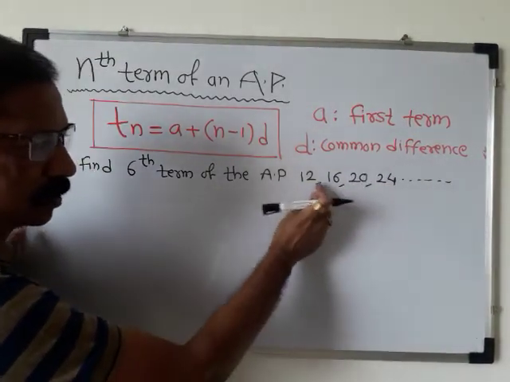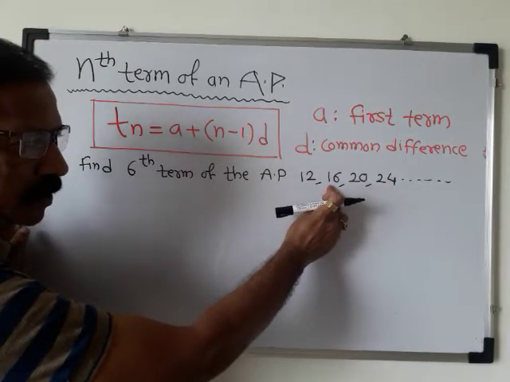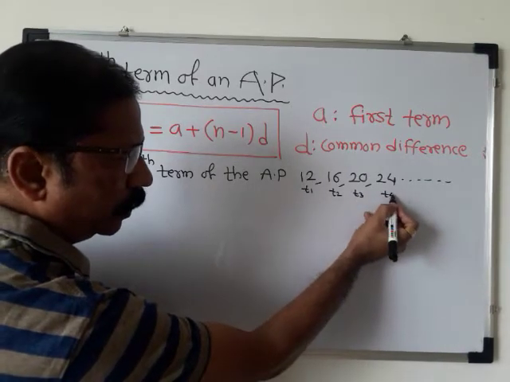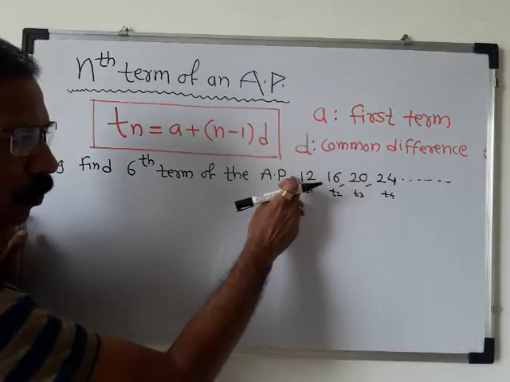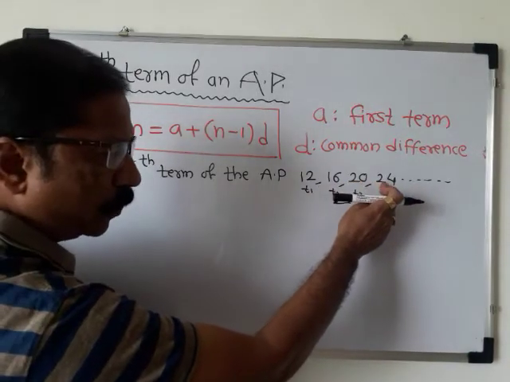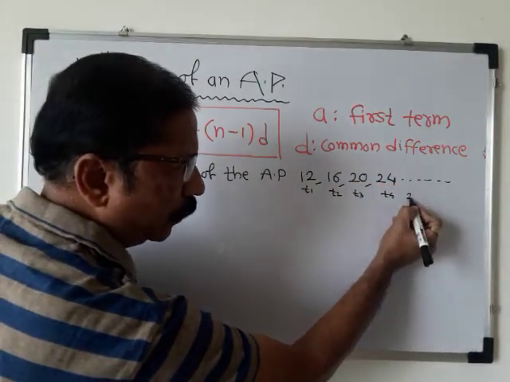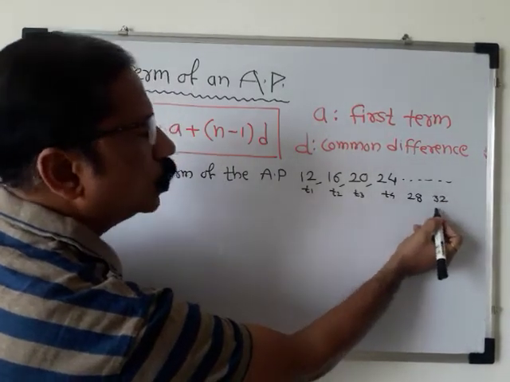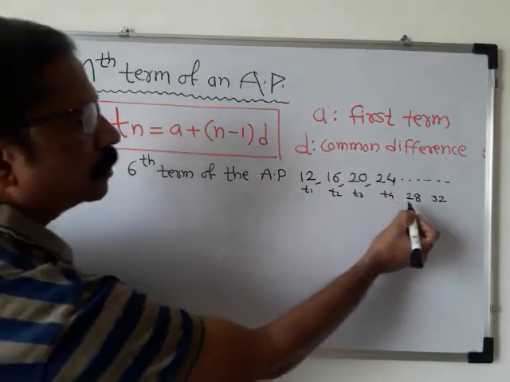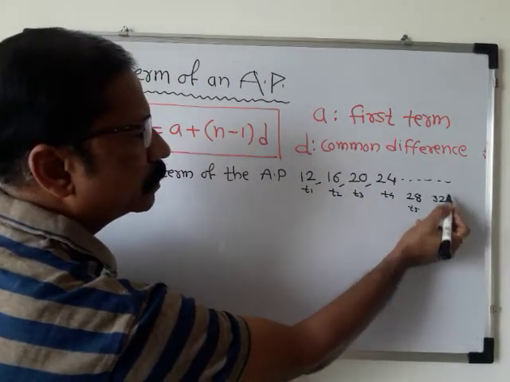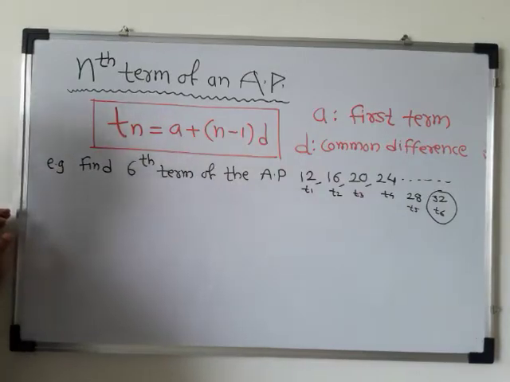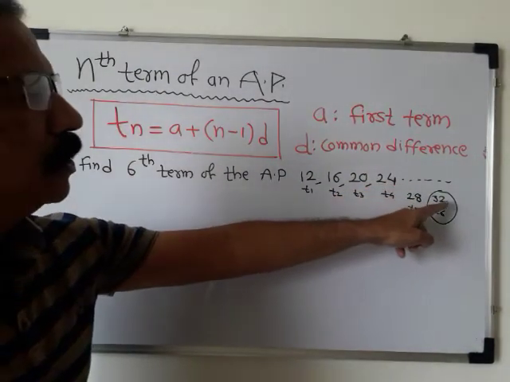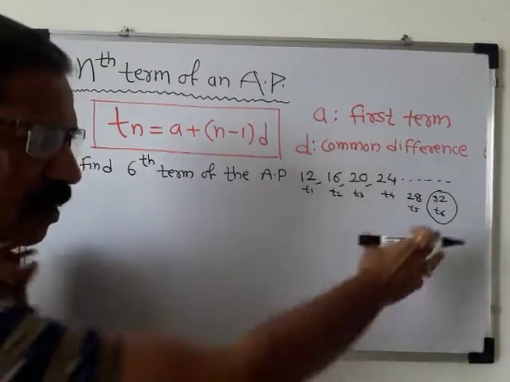If you observe, there is a difference of 4. 12 plus 4, 16. This is T1. This is T2. T3. T4. Means 12 plus 4, 16 plus 4, 20 plus 4, 24. 24 plus 4, 28. 28 plus 4, that is 32. So our sixth term, this is the T5 and T6. Our answer should be 32. Means sixth term of this arithmetic progression is 32. You calculated this answer orally.